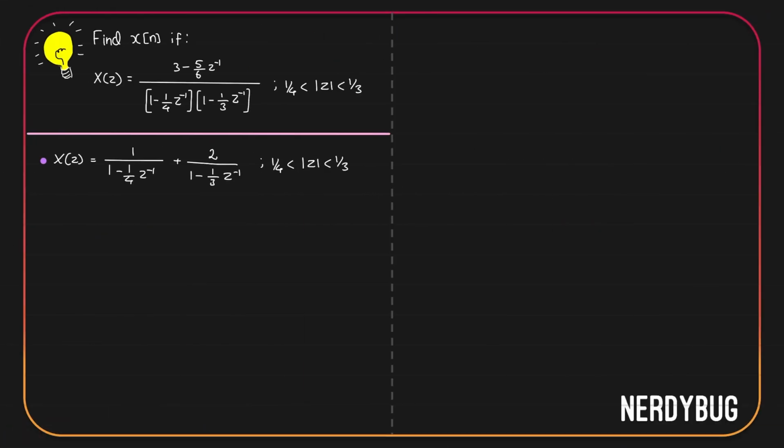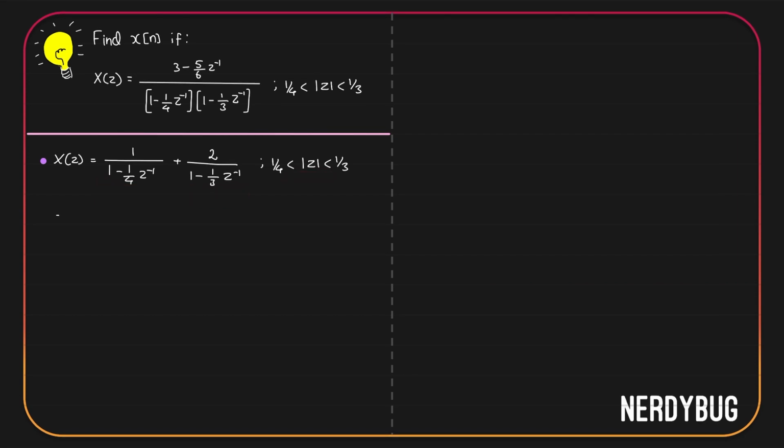Let us go to the next problem. We have to find x of n. X of z is given. This is the same x of z from the previous problem, but ROC is different. So we can use the same partial fraction expansion with the new ROC.